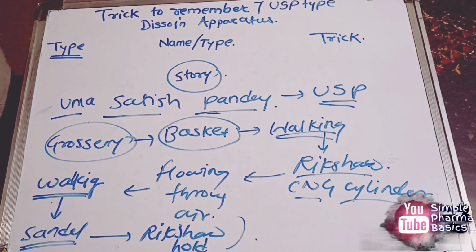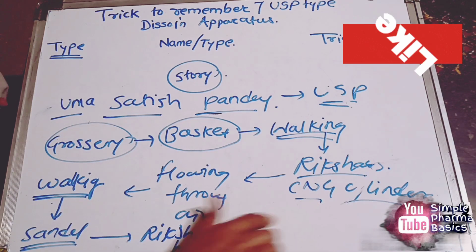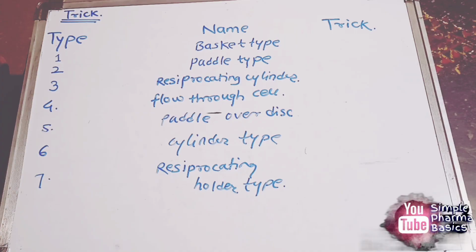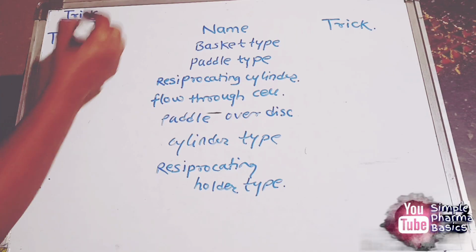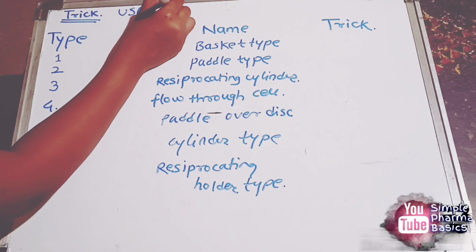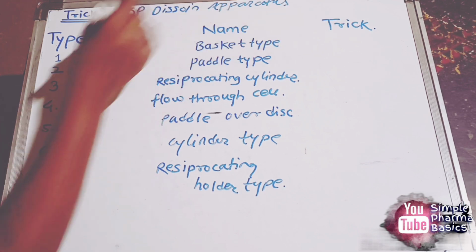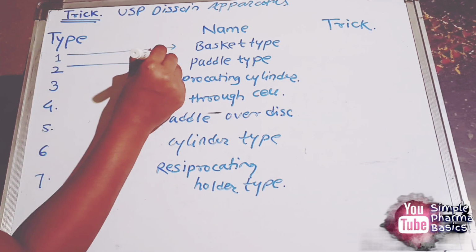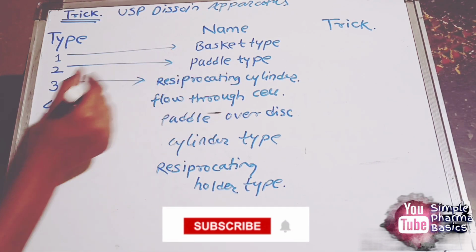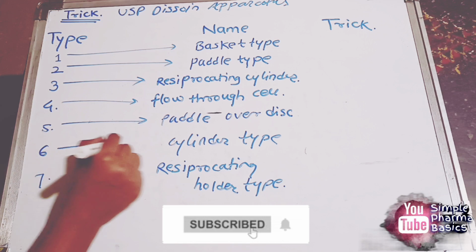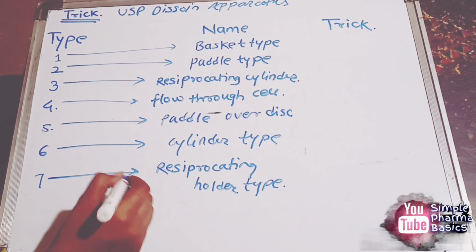So this is the story. By this story you have to remember all the 7 types of the dissolution apparatus. Now I will tell you how to fit this story to remember the 7 types of dissolution apparatus. Here are the 7 types of USP dissolution apparatus. First one is basket type, second is paddle type, third is reciprocating cylinder type, fourth is flow through cell type, fifth is paddle over disc type, sixth is cylinder type, and seventh is reciprocating holder type.